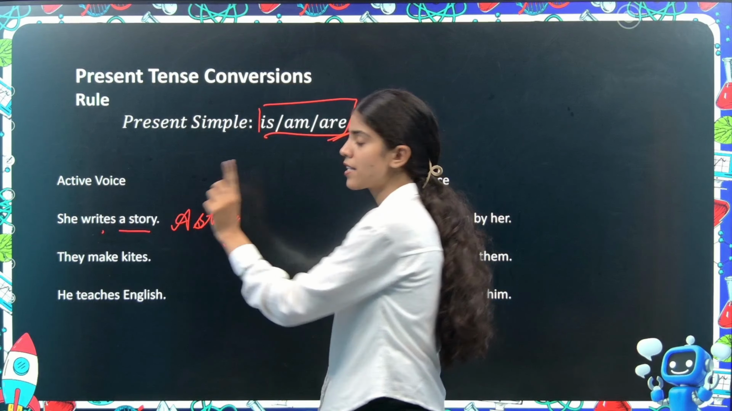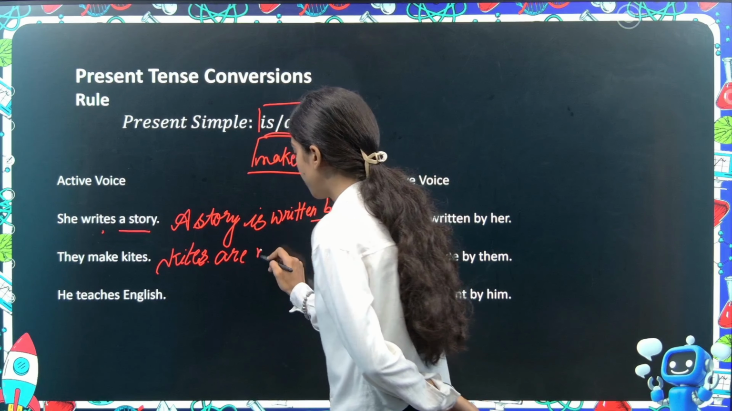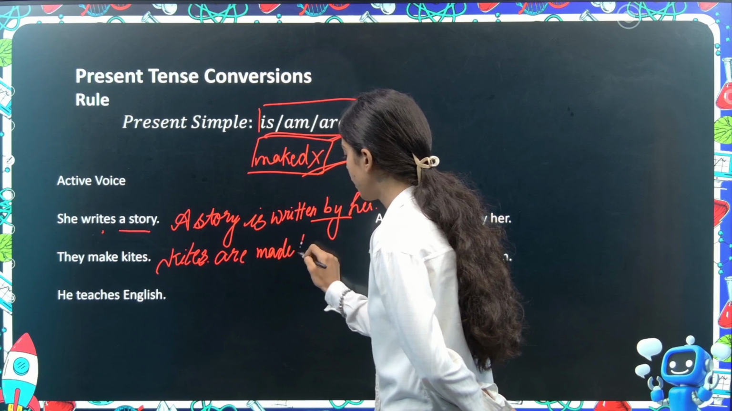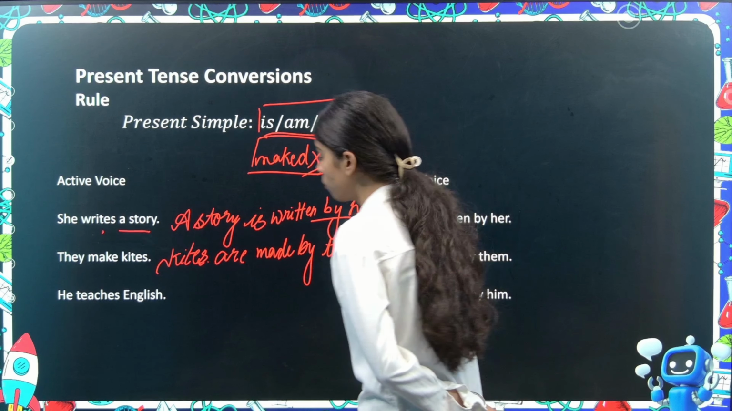Kites are... Now, the third form of make. The third form of make is made. Okay, it is not "maked". Some students make this mistake, but it is nothing. So the third form of make is made. So kites are made by them. They will be changed into them.